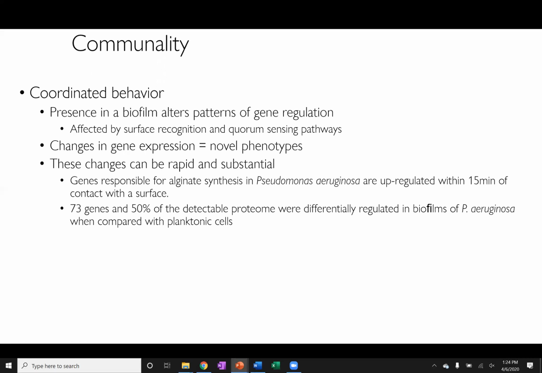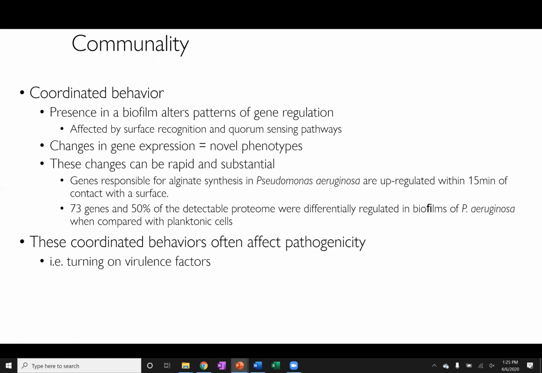So for instance, genes that are responsible for alginate synthesis in our friend Pseudomonas aeruginosa are upregulated within 15 minutes of contact with the surface. Or, as another example, 73, or 50%, of the detectable proteome, so what proteins a microbe is producing at a given time, were differentially regulated in biofilms of Pseudomonas when compared to planktonic cells of Pseudomonas. But ultimately, these coordinated behaviors often affect pathogenicity. And so some of these genes or proteins might actually be virulence factors of these organisms.